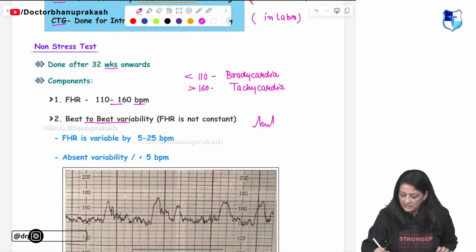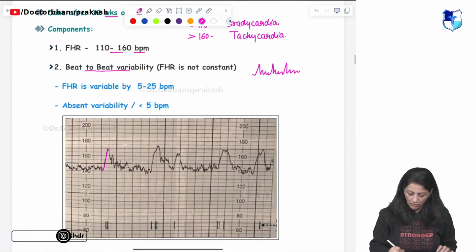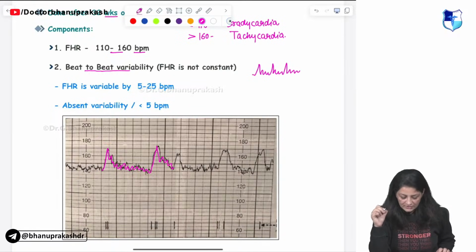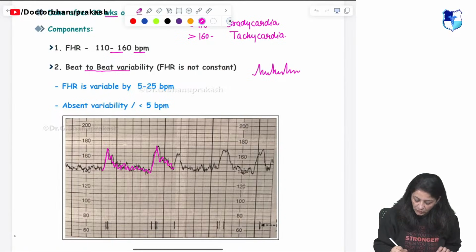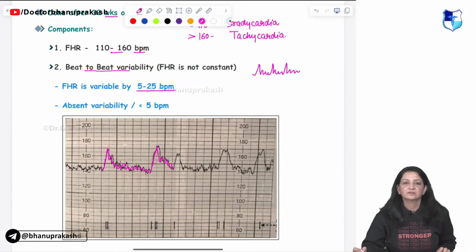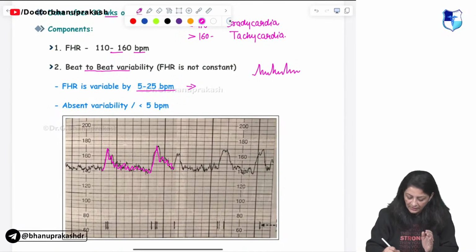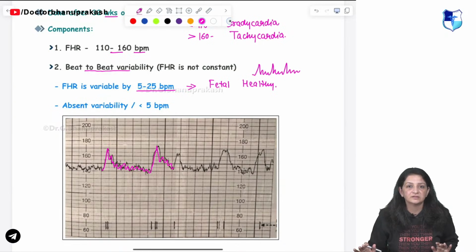In a zigzag pattern. Look at this image. Zigzag pattern of fetal heart rate in a zigzag form. So fetal heart rate is not constant. Fetal heart rate is variable by 5 to 20 beats per minute. So there is a variation of 5 to 25 beats per minute, which indicates that the fetus is healthy. So this is a healthy fetus.